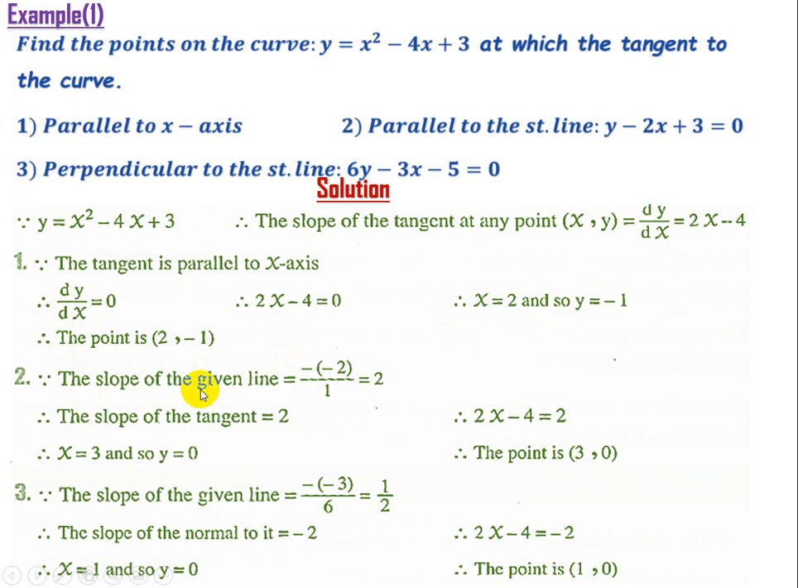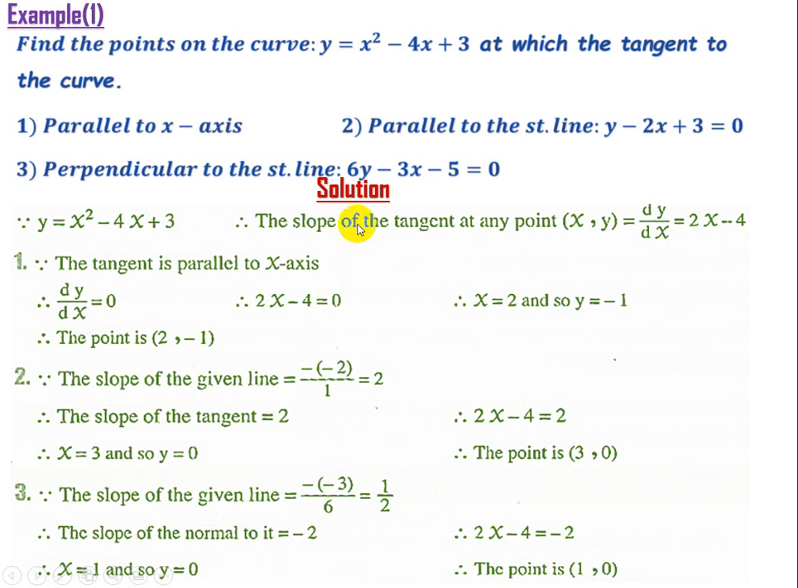Number 2, the slope of the given straight line, negative of negative 2 over 1, is 2. So 2x minus 4 equals 2, so x equals 3. Substituting x equals 3 in the equation of the curve, you get y equals 0. So the point is (3, 0).